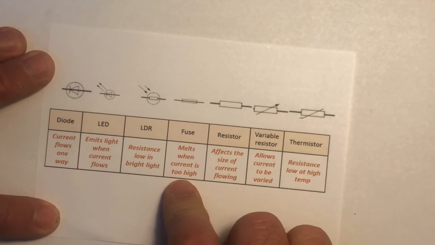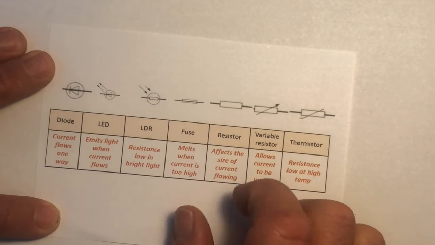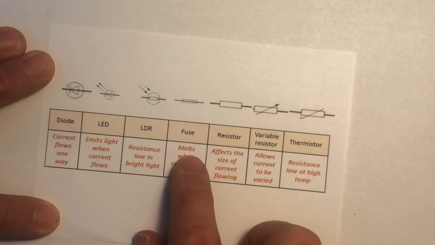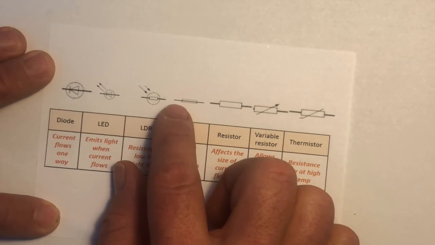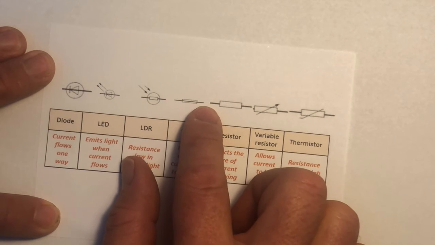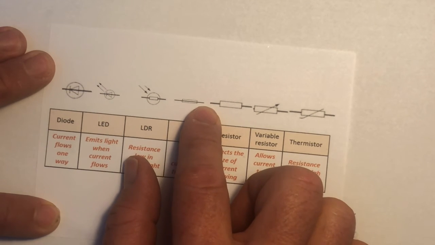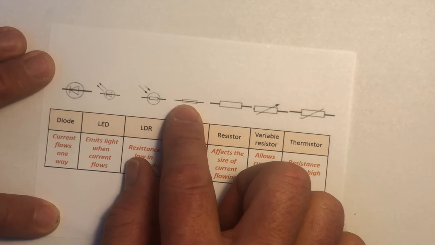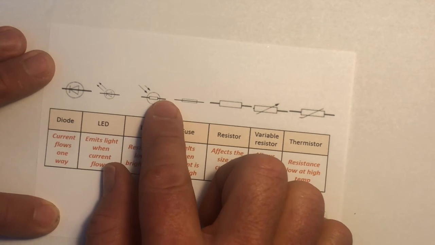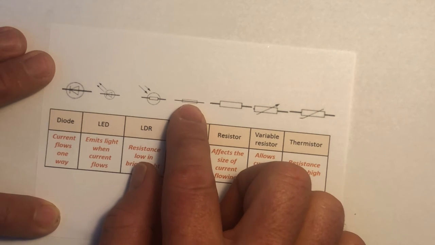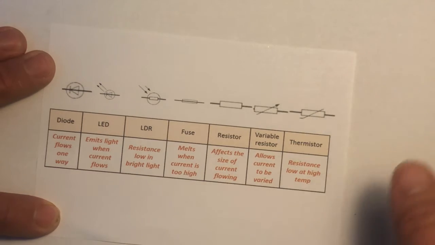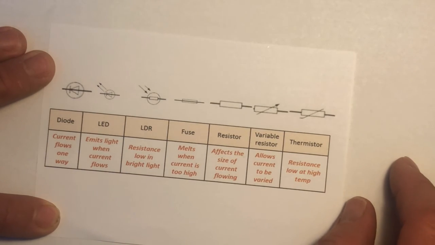A fuse. Now, a fuse stops current flowing. So it melts when current is too high. The way I always used to draw it was that left-hand side there and that right-hand side there as a big fat wire. In the middle, I used to do it as a little thin wire. So when electricity passes down the big fat wire and gets to the little thin wire, if there's too much electricity, the little thin wire breaks. What that does is stop the electricity continuing around the circuit.